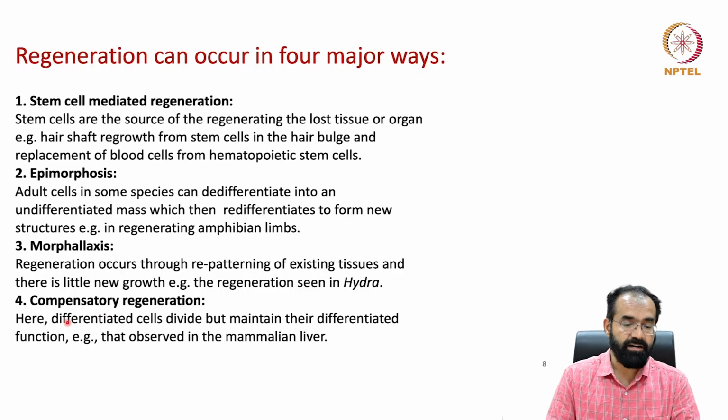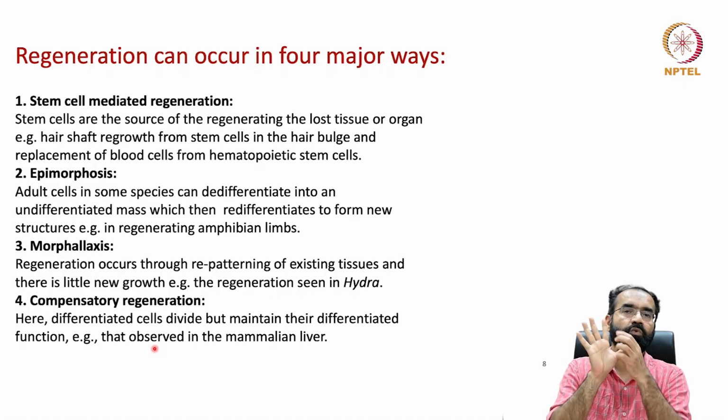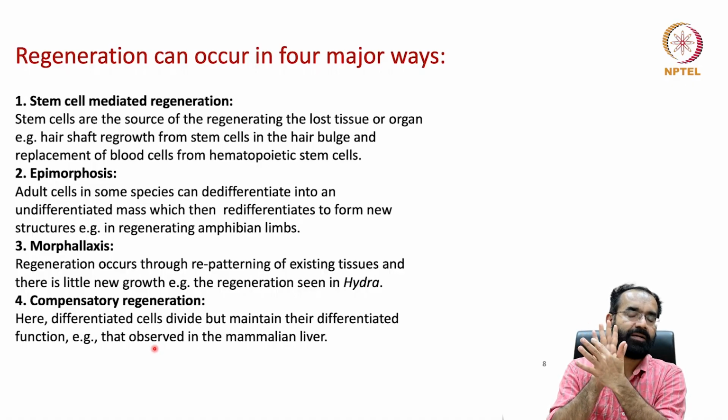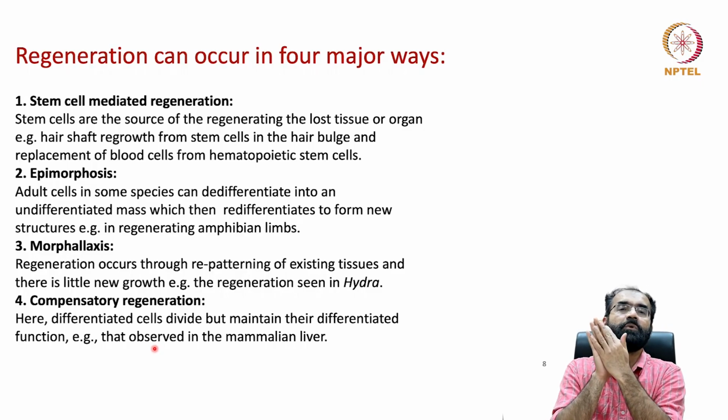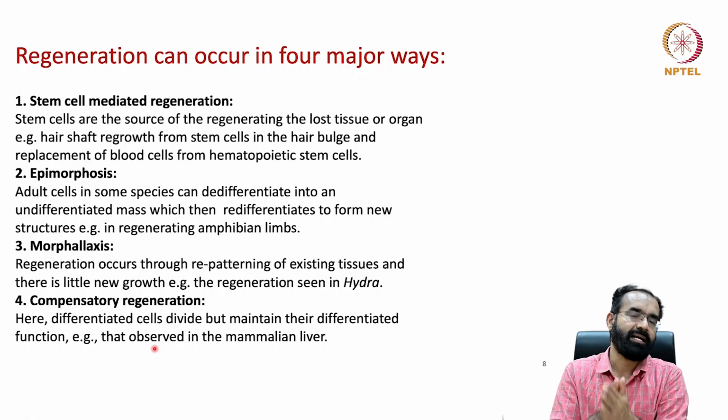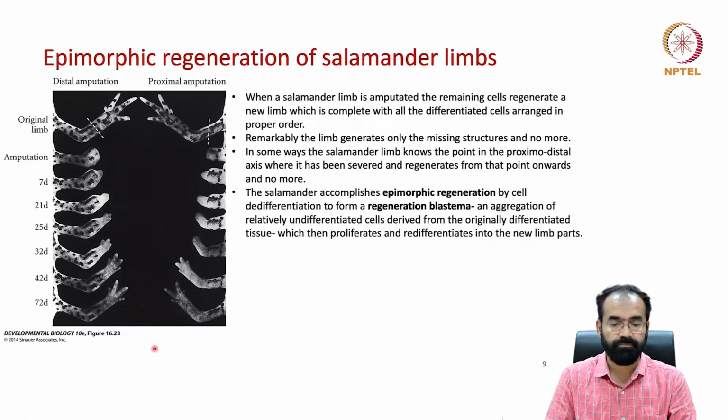And then comes the compensatory regeneration. Here, the differentiated cells, say in liver regeneration, divide but maintain their differentiated function. This is normally seen in the mammalian liver. Simple example, I have 5 fingers, 2 of them are cut, and now these 3 fingers are growing and occupying this space. Each becomes double the thickness so that they occupy these 2 areas. Or if I chopped off all 4 fingers, the thumb becomes like a paddle, becoming big, so that it acts like them. So that is compensatory regeneration.